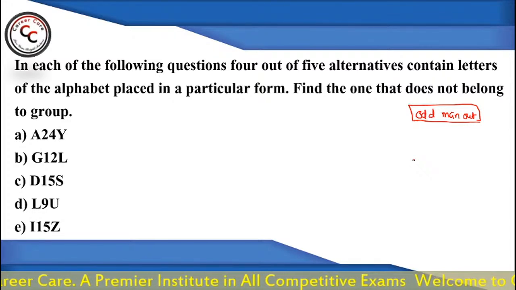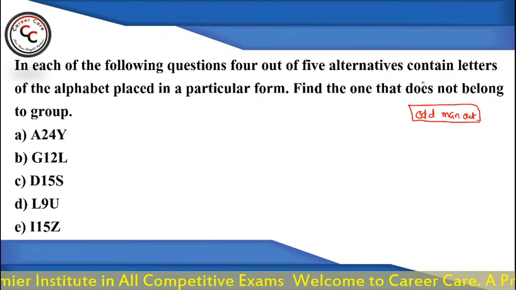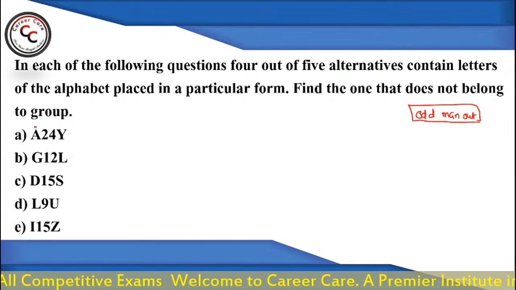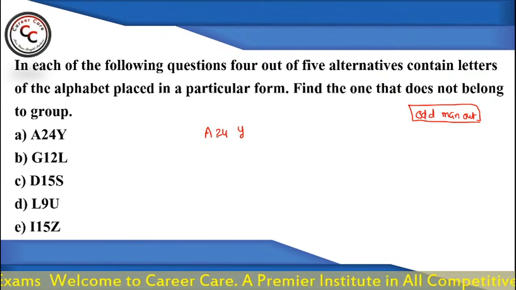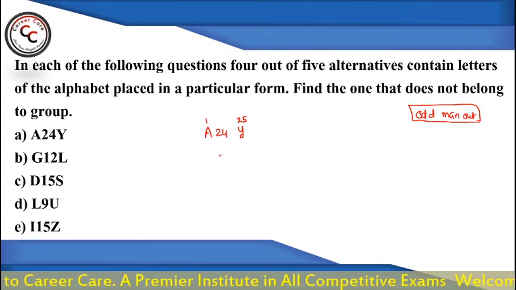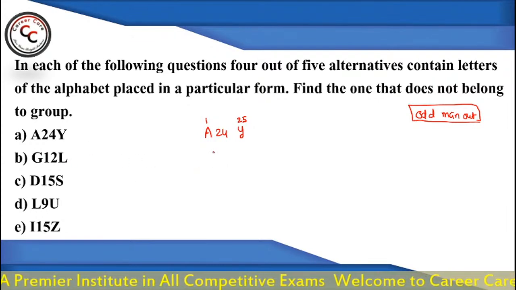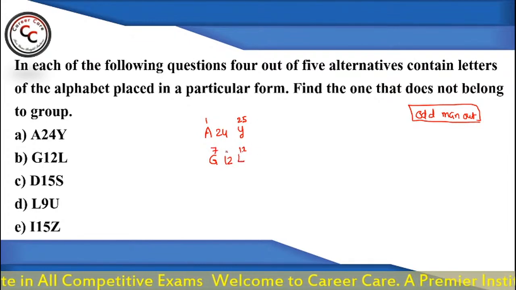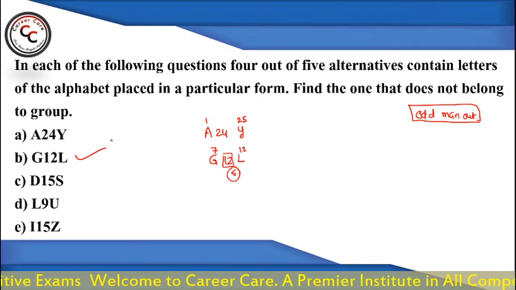Here in this question you can see, in each of the following questions, 4 out of 5 alternatives contain letters of the alphabet placed in a particular form. Find the one that does not belong to the group. So A 24 Y, option number 1. We know that A position is 1, Y position is 25, so 25 and 1, the difference is 24. Similarly, if I go for option B, G 12 L. L position is 12, G position is 7, the difference should be 5, but here instead of 5 he has given 12. So this is the odd man out.